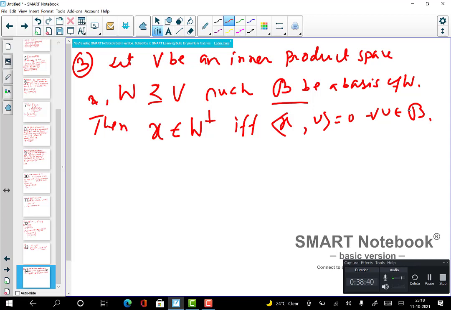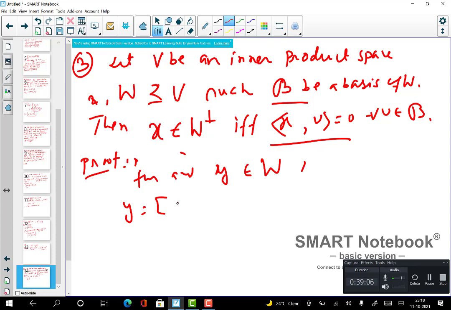And the proof is also similar to what I discussed before. Obviously, if this is true, then this is true, because for any y belonging to W, since B is a basis of W, you can write y in terms of some finite sum of Ci Vi, i equal to 1 to k. Okay, and this Vi is an element of B and Ci is a constant, right?